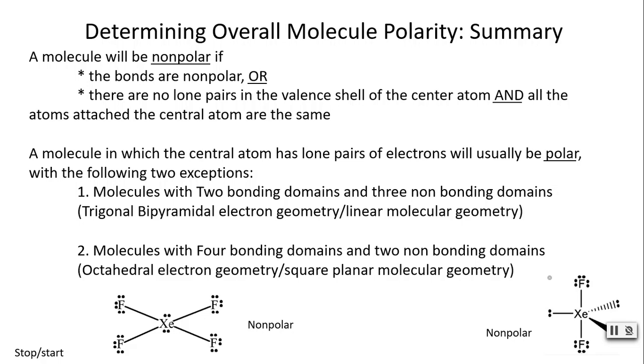on the central atom. Anything else, if you have lone pairs of electrons on the central atom, and if the outer atoms attached to the central atom are different, then your molecule will be polar. So there are two exceptions where you have a central atom that has lone pairs of electrons, but it is nonpolar, and it has to do with the molecular geometries and electron geometries as shown below.